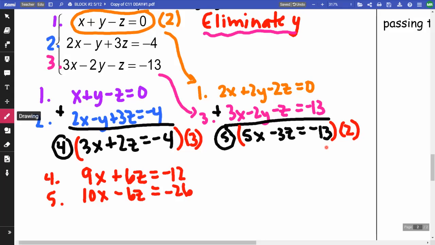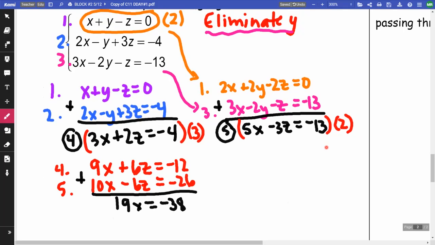So I'm going to add these together. I get 19x, my z's cancel out, is equal to a negative 38. And if I divide both sides by 19, I actually get a negative 2. So I have that my x is negative 2.